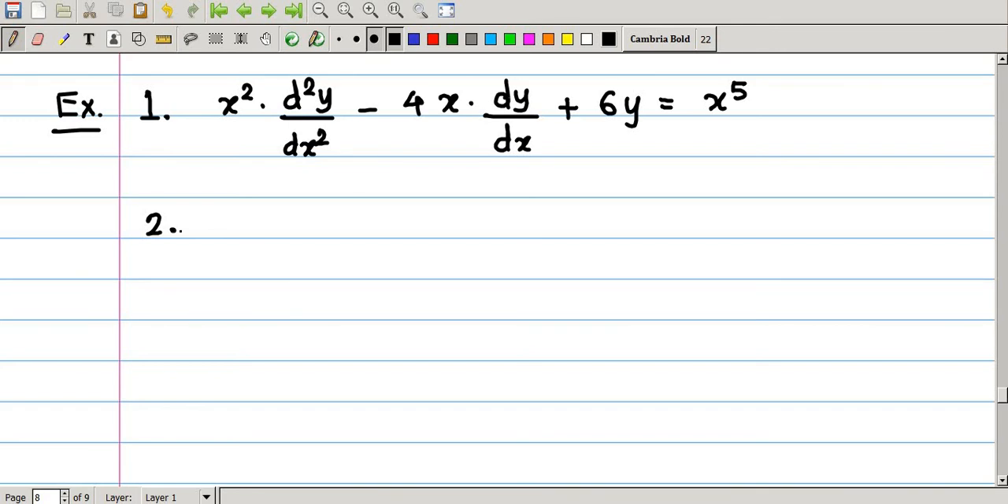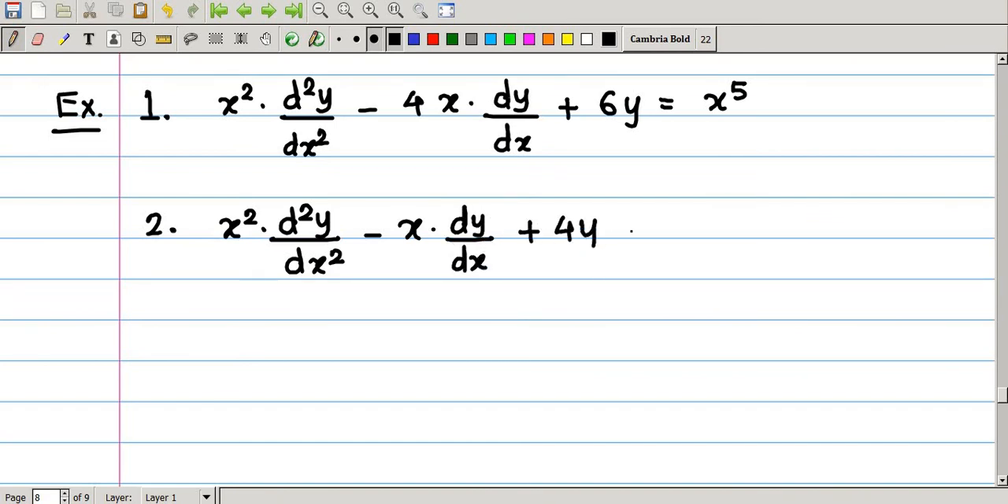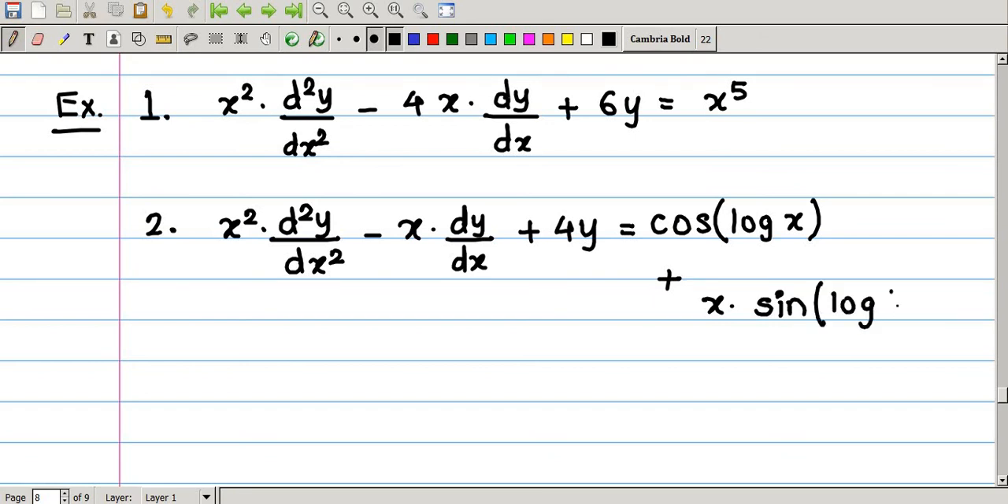Then try the standard differential equation where we use trigonometric functions. So x square into d2y by dx square minus x dy by dx plus 4y is equal to cos of log x plus x sine of log x.